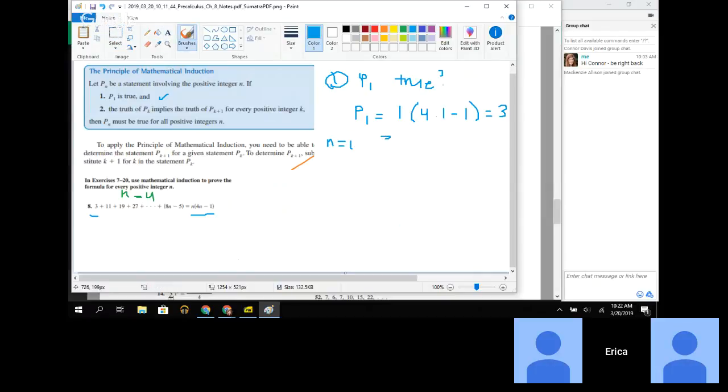So if I have 4 times 1 minus 3, that's 3 times 1, it equals 3. So 3 does equal 3. So our first term is true. So the first part of our check for mathematical induction is true.